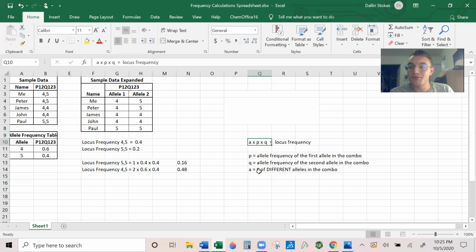So if you use A times P times Q, it'll make it a lot less confusing and you won't get trapped as often. Okay, that's how you calculate a locus frequency.